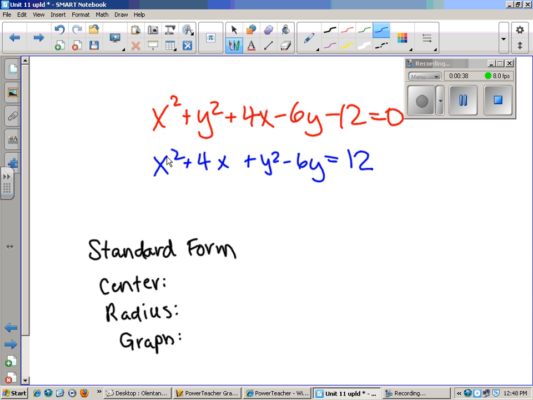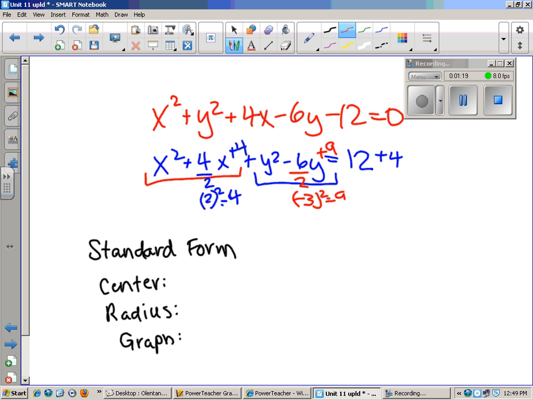All right. Then I need to complete the square for each of the x's and the y's. So I'm going to complete the square for this x and complete the square for this y. So I take half of 4, which is 2, and square it, which is 4. So I'm going to add 4 to that side. Then I take half of negative 6, which is negative 3, and square it, which is 9. So I'm going to add 9 to this side and add 9 to that side.